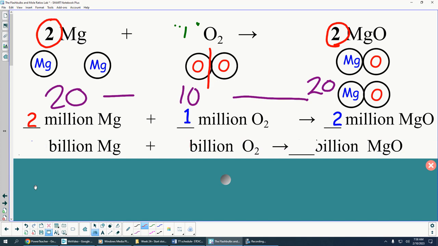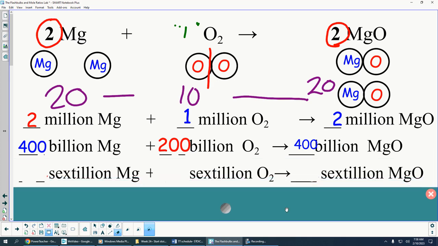Let's say that I had 400 billion magnesiums. How many O2s would I need to react with that? 200 billion. And how many billion magnesium oxides could I make? I could make 400 billion. Let's turn this into an interesting number that we can tell. What if I had 6.02 sextillion magnesiums? I would need 301 sextillion O2s, and that would give me 602 sextillion magnesium oxide. So what we're seeing here is a little bit of a pattern.